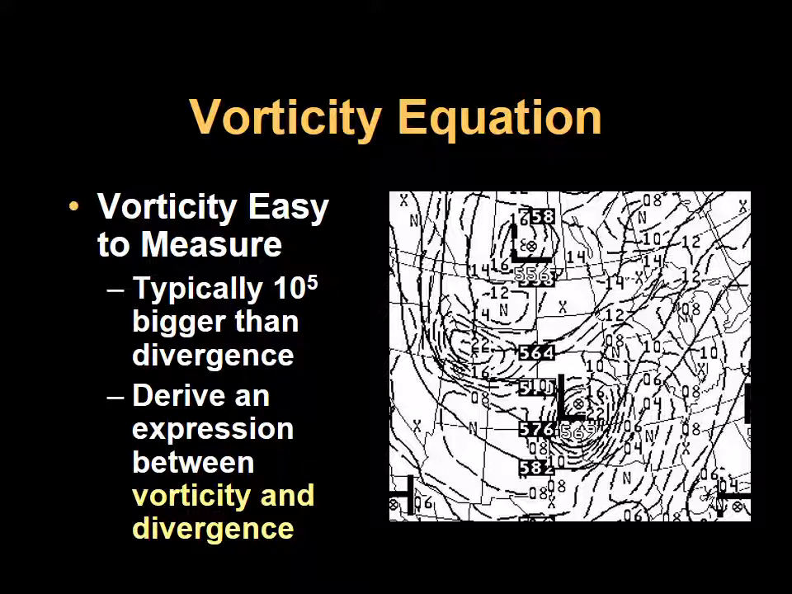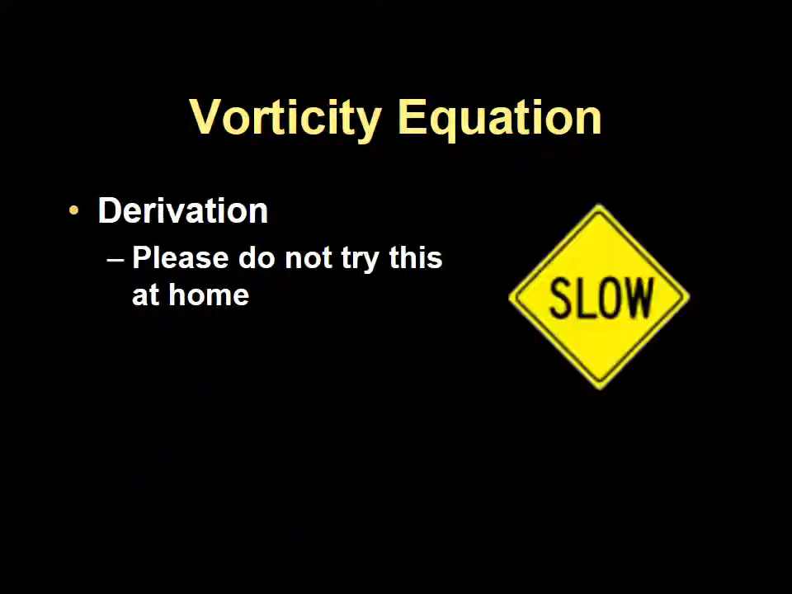There's a relationship between vorticity and divergence. And vorticity works really well because vorticity is typically a really big number. It's not the difference between two small ones, but it is a big number. So if we can find a relationship between vorticity and divergence, if we can measure vorticity, it'll tell us divergence. So that's why we use the vorticity equation.